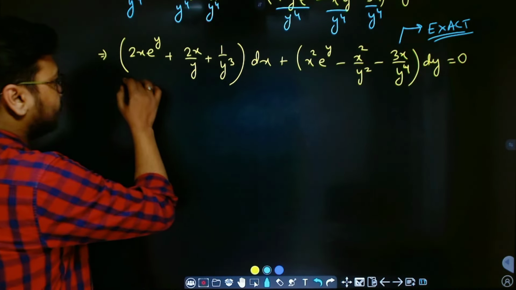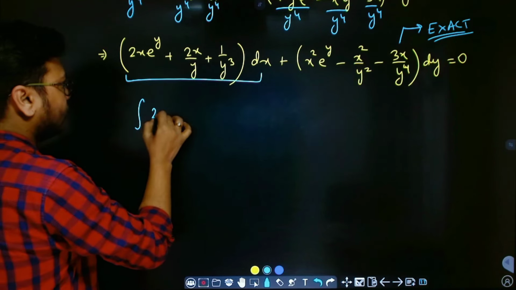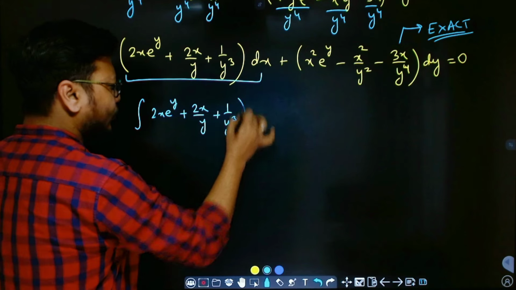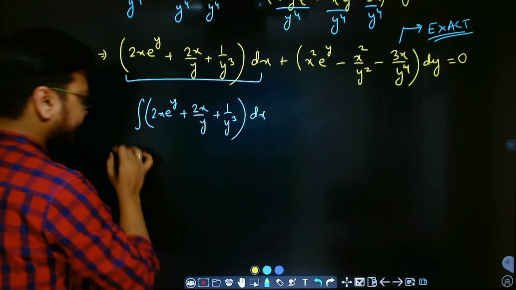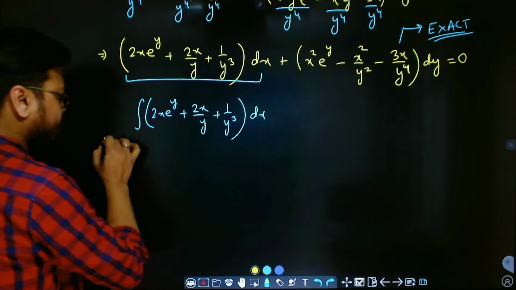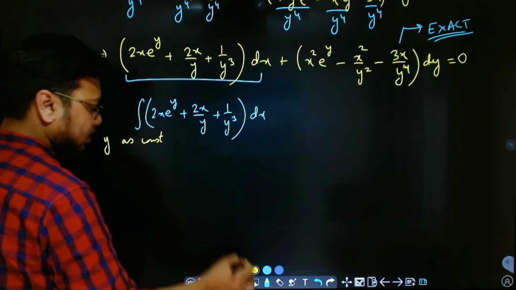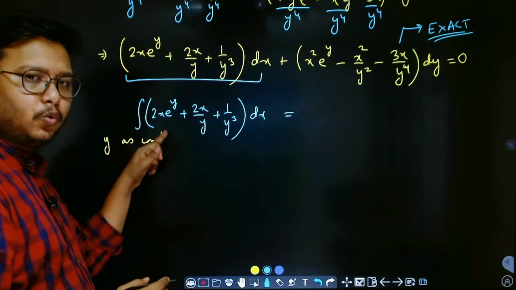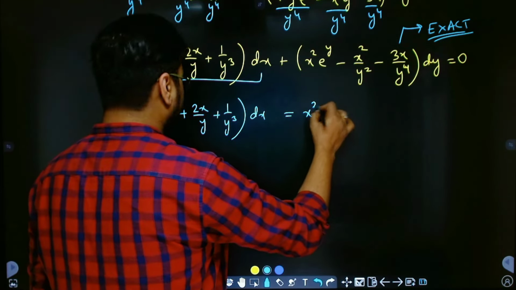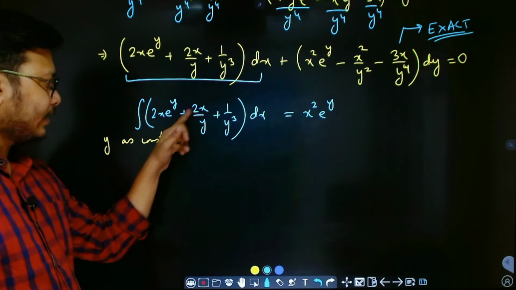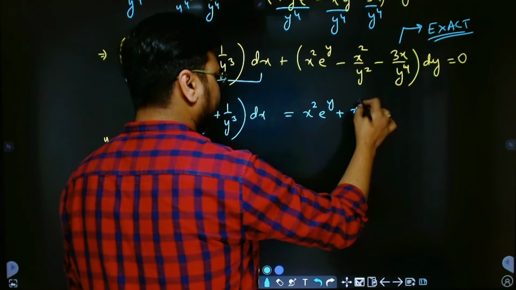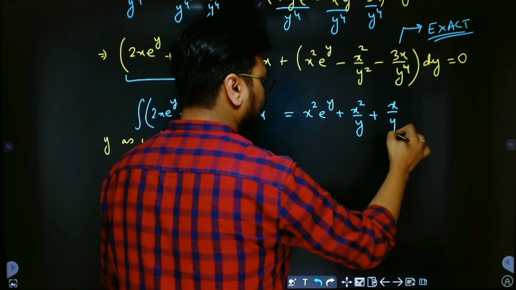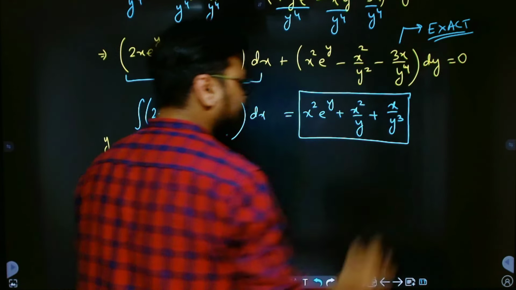I'll integrate the first part, the integration of (2x e^y + 2x/y + 1/y³) dx, treating y as constant. Y is constant, so this would be x²/2, the 2 gets cancelled, so it's x² e^y, again x²/2, the 2 gets cancelled, plus x²/y, and there's no x in the last term, so that would give me plus x/y³. That's the value from the first integration.